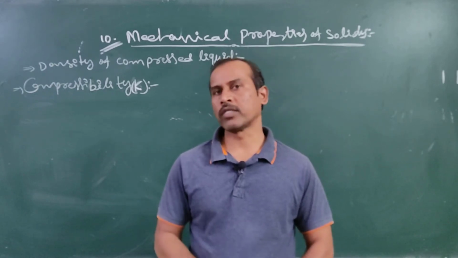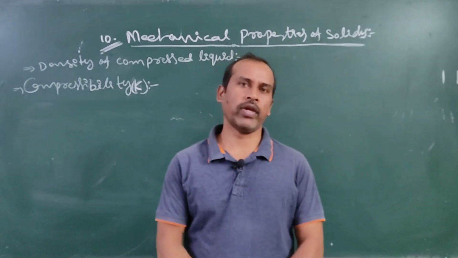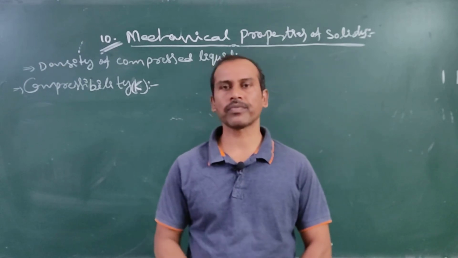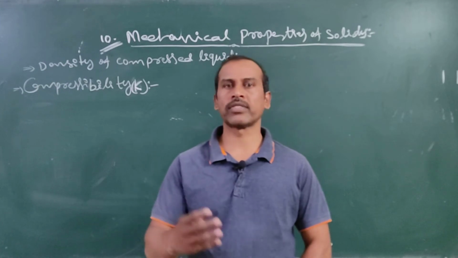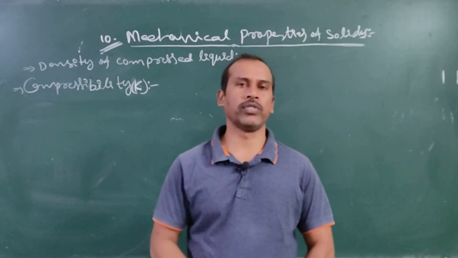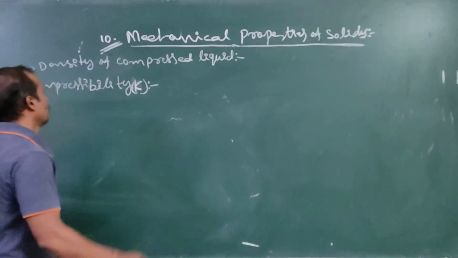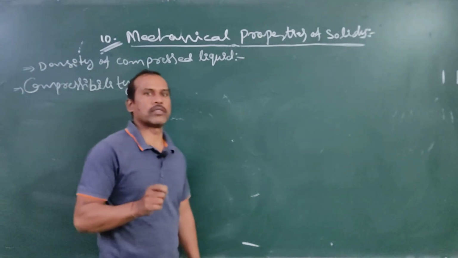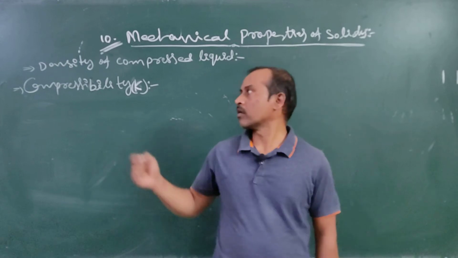After that, we will discuss the density of compressed liquid and the Poisson ratio, the relations between volume strain, lateral strain and Poisson ratio, etc. First of all, we will discuss compressibility. Compressibility means the reciprocal of the bulk modulus.